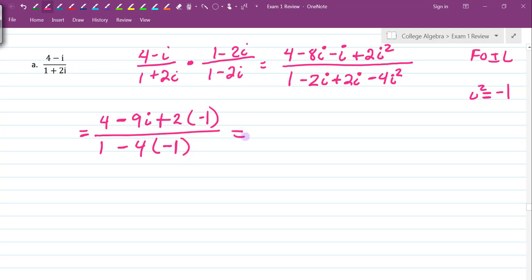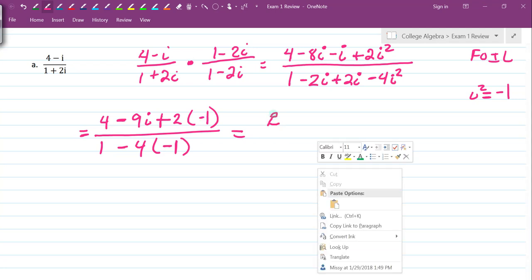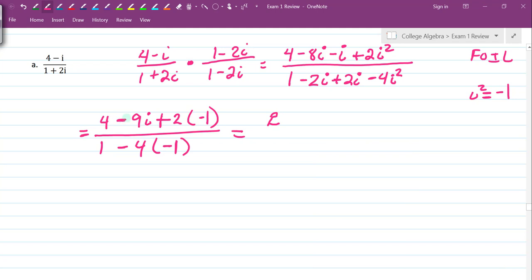Okay? So, combining like terms, we end up with 2 times negative 1 gives me a negative 2. 4 minus 2 gives me a positive 2, if I can write that down. And then minus 9i. Then we have 1 minus a minus, so we end up with a plus 4. So 1 plus 4 is 5. So to put this in proper form of a plus bi, it's going to be 2/5 minus 9/5 i. And that is our final answer right there.